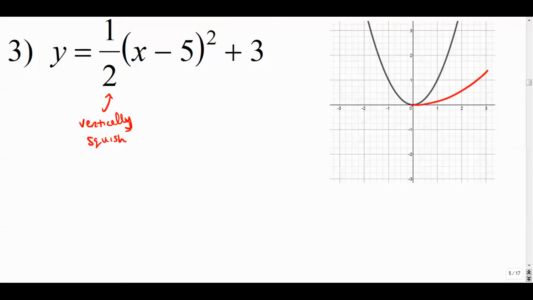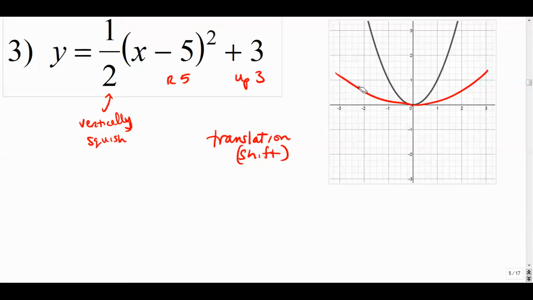So normally it would be something like this. That's basically y is equal to 1/2 x squared. It's squished down. This one's also translated right 5 units and up 3 units. Now when I say translate, that's one type of transformation. Translation is just a shift or a slide. Okay, so this is going right 5 and up 3.